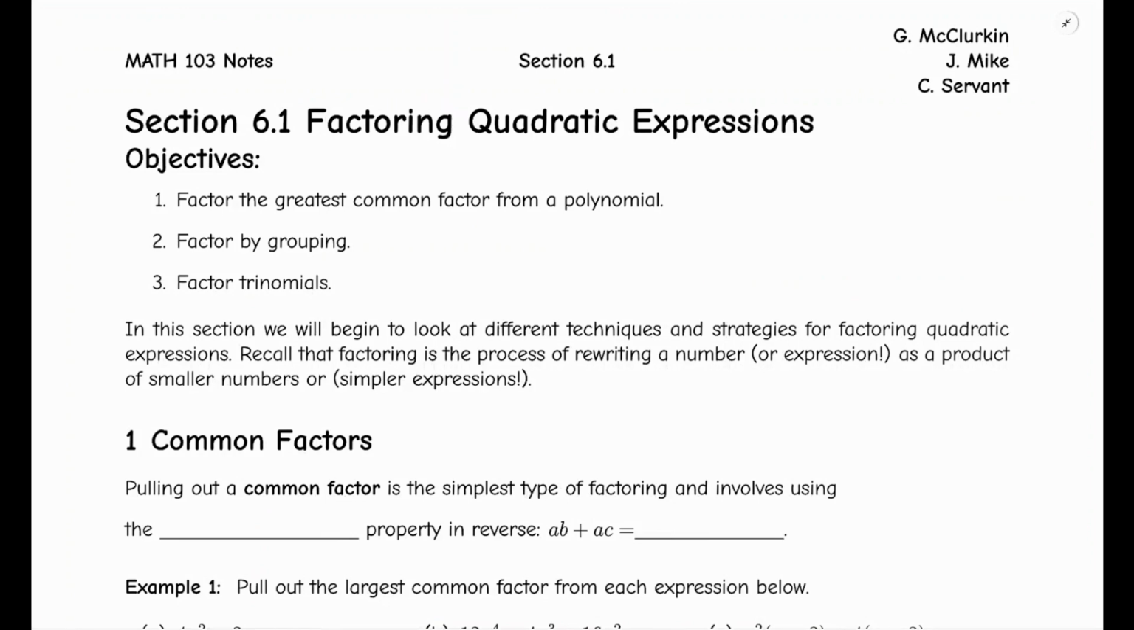Hello, these are the notes for section 6.1 and 6.2. Factoring quadratic expressions. Part 1, Common Factors.